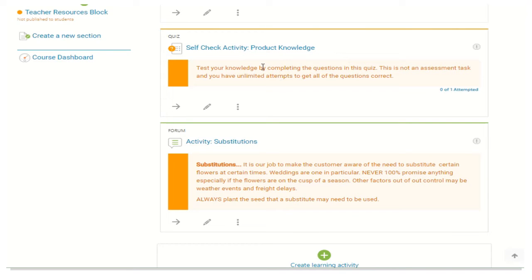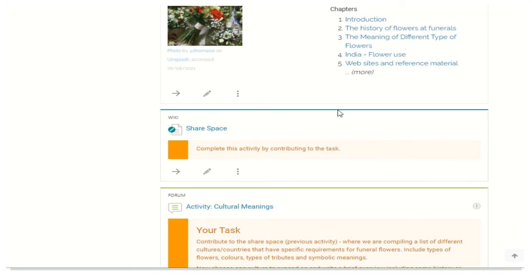Most of the self-check activities are quizzes. I like these because the students can have multiple attempts to get their answers correct, and it also gives them an opportunity to find out where they're going wrong. We also use forums, and these are Q&A forums, so once a student has submitted their response, they can see how other students answered the question and learn from their fellow students.